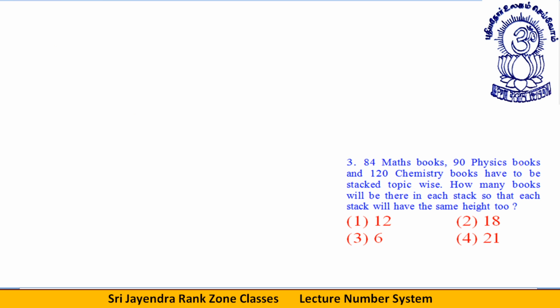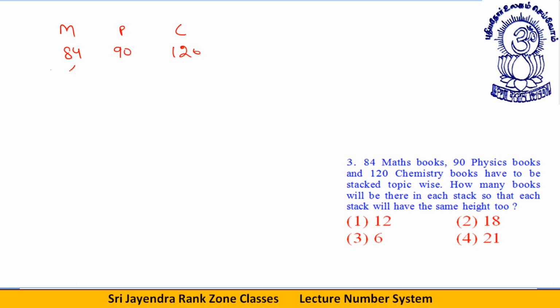84 math books, 90 physics books, and 120 chemistry books have to be stacked topic wise. How many books will be there in each stack so that each stack will have the same height too? Maths, how many? 84. Physics, how many? 90. Chemistry, how many? 120. How many books will there be in each stack so that each stack will have the same height and maximum height?